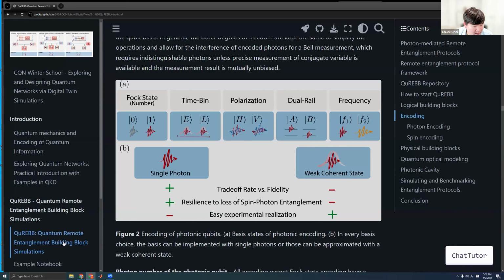Second question is, could you please explain the main difference between this QREP quantum simulator and the NESPID quantum simulator?